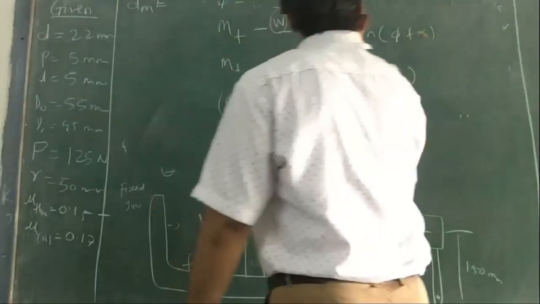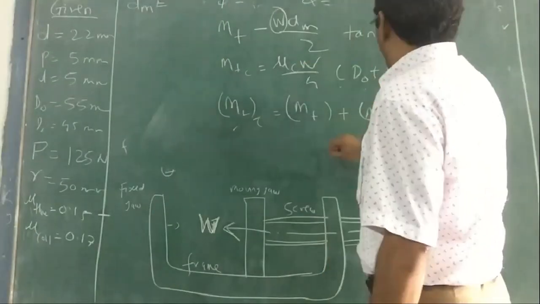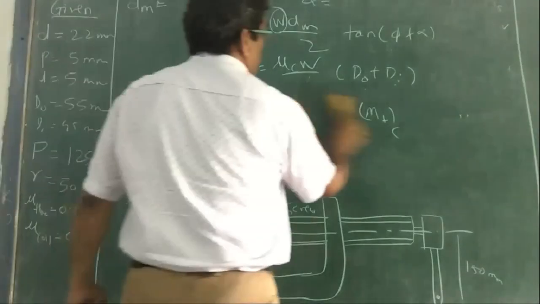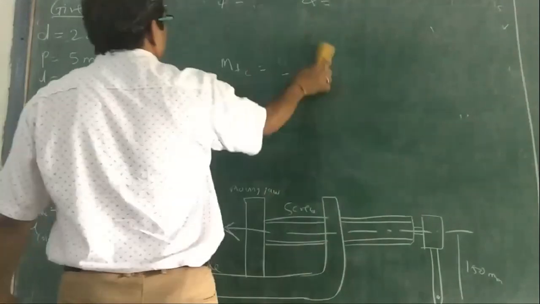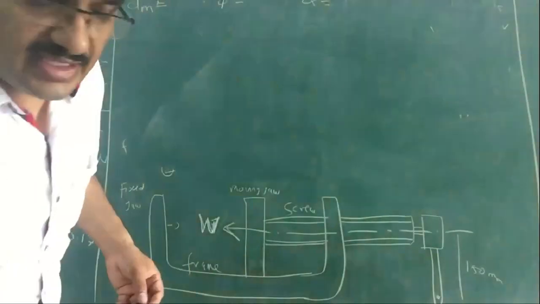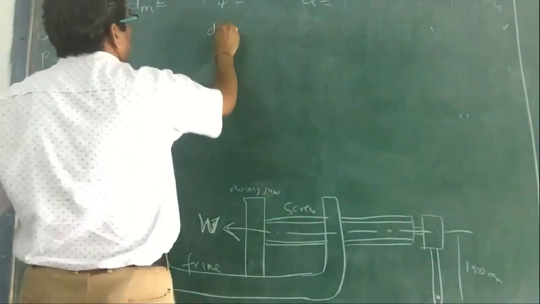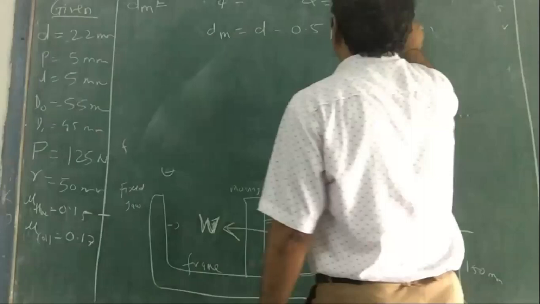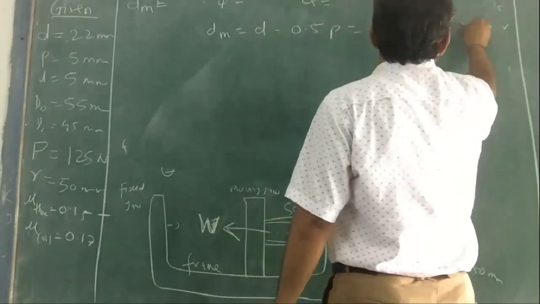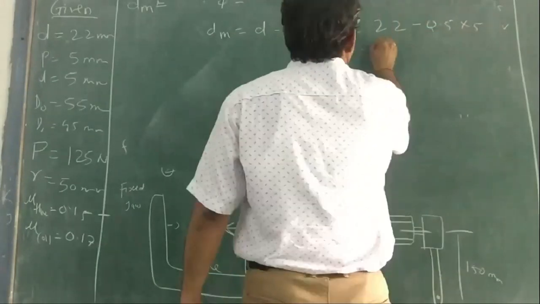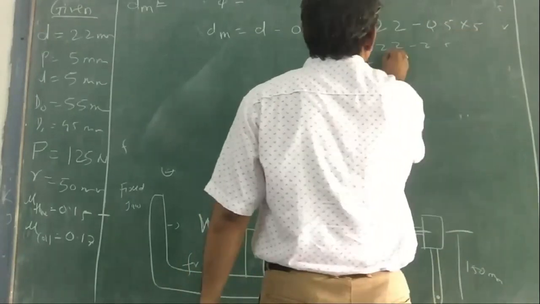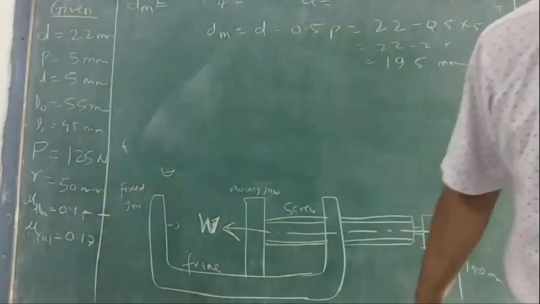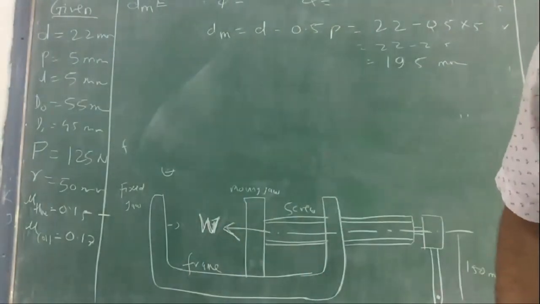The pitch is given, and we can find the other things. So these are the things we need for solving the problem. Are you getting it? This is how we will try to solve the problem. First thing is dm, the mean diameter. The mean diameter is equal to D minus 0.5P. So it is 22 minus 0.5 of 5, which is 2.5. 22 minus 2.5 gives 19.5 mm. So your mean diameter, let me just verify, dm is 19.5.